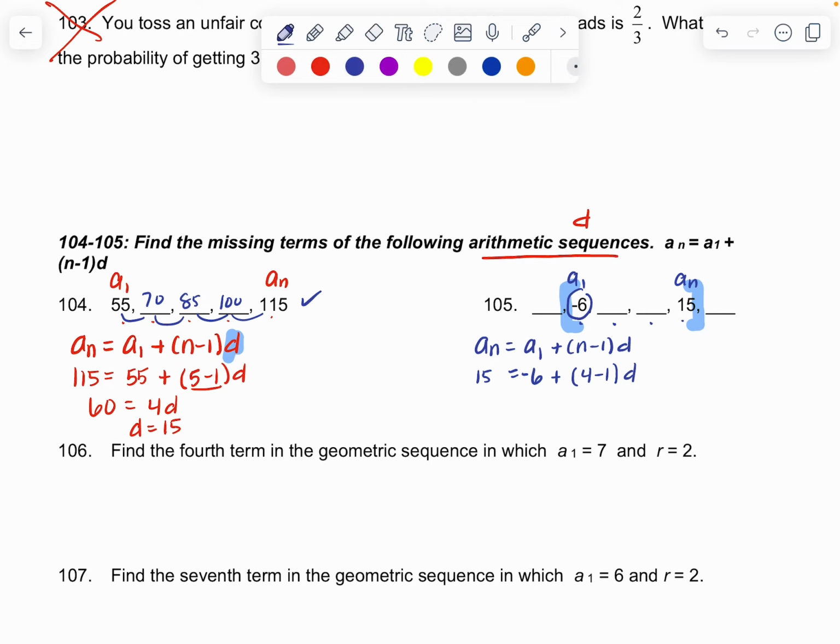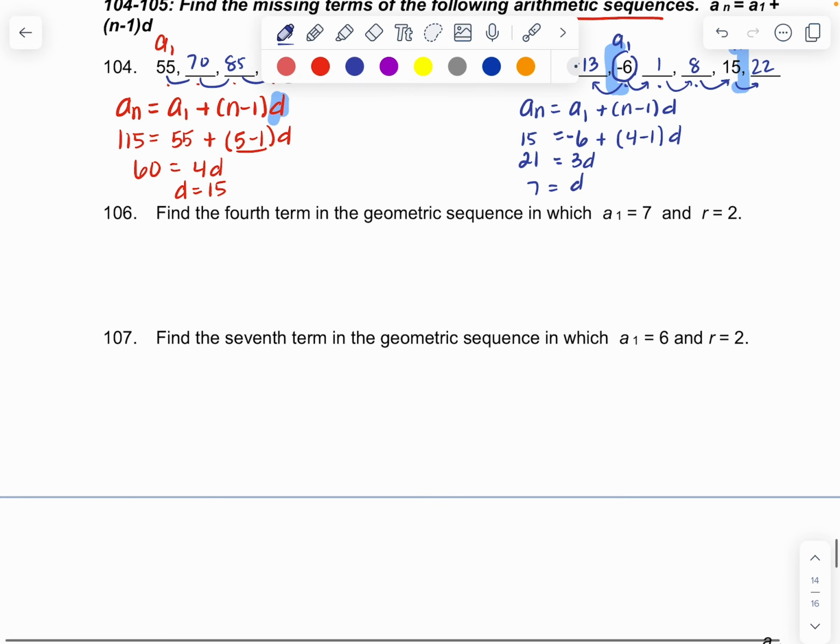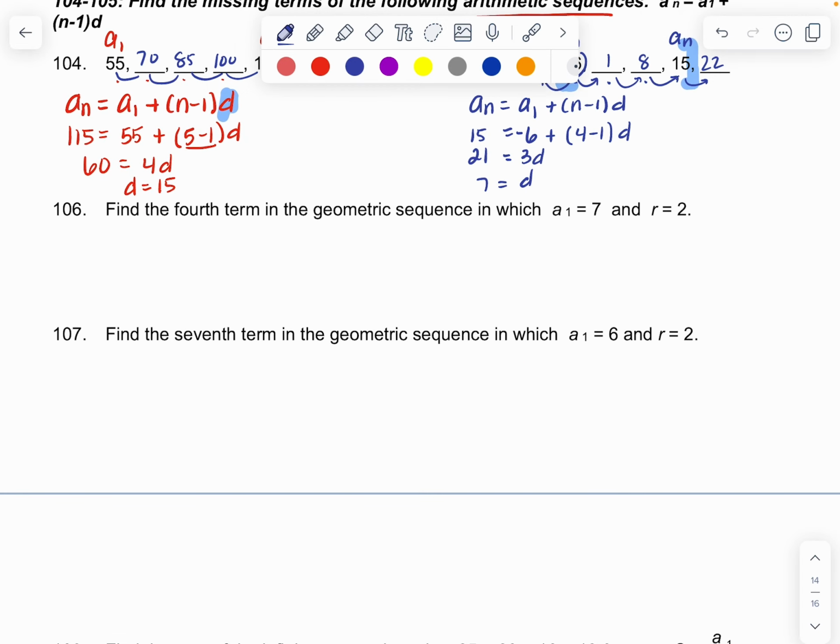Okay, if I add 6 to both sides, I'm going to get 21 equals 3d, which means that d equals 7. So if I add 7, -6 plus 7 is 1, 1 plus 7 is 8, 8 plus 7 is 15, 15 plus 7 is 22. Now to get this term, I'm just going to do the opposite and subtract 7, which is going to be -13.